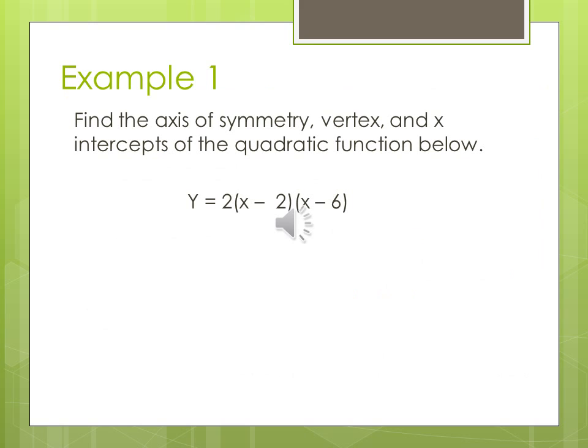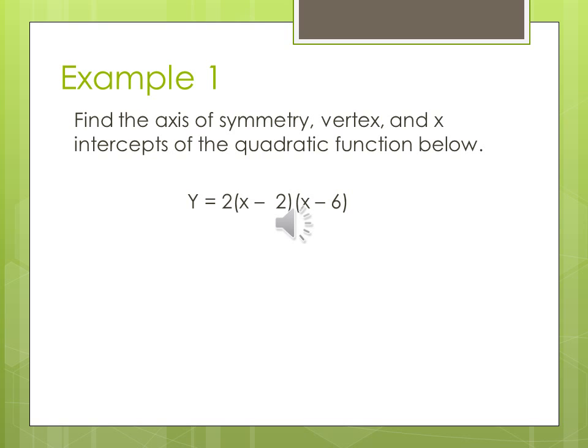Let's take a look at the first example. Find the axis of symmetry, the vertex, and the x-intercepts of the quadratic function below. Now, you know from your previous experience when graphing quadratic functions, you need three things. You need to find the vertex and the axis of symmetry, and it will help you to look at A to understand if the parabola is going to open up or open down, because again, when you're graphing, you want to have a clear visual of your picture.